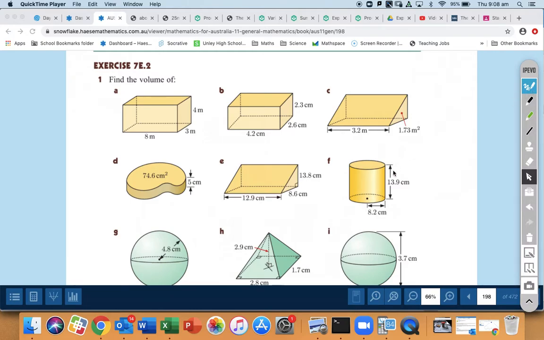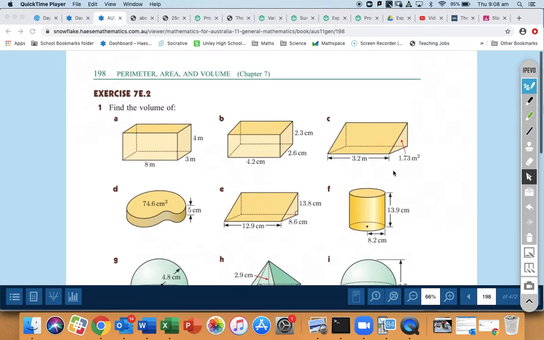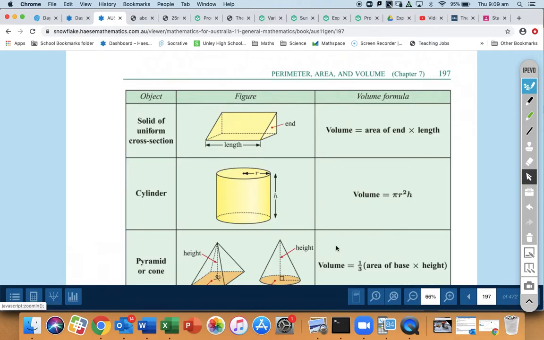And what I want to make clear, the way the book talks about doing these volumes, and I agree with this, is rather than worrying too much about a separate volume formula for each shape. If I go back a page, I'll show you what I'm trying to get to. Here we go. If you know the area of one end of the shape, and then you multiply that area through the shape, you'll get the volume.